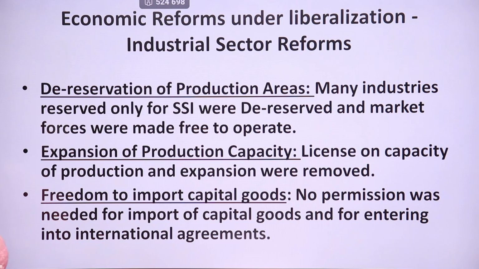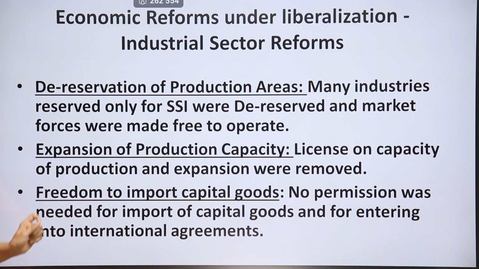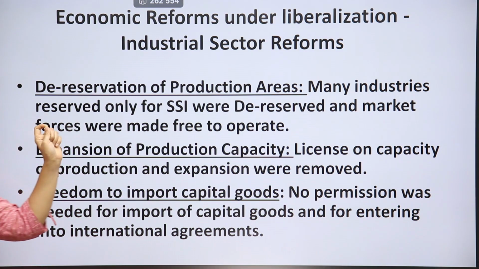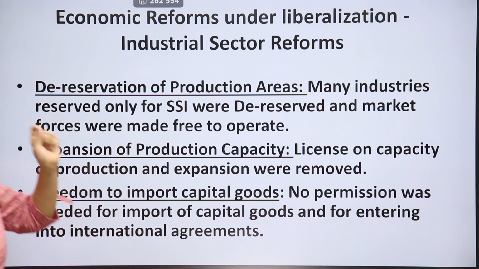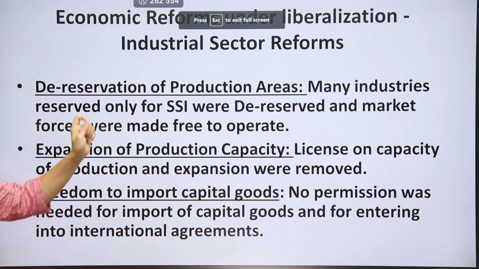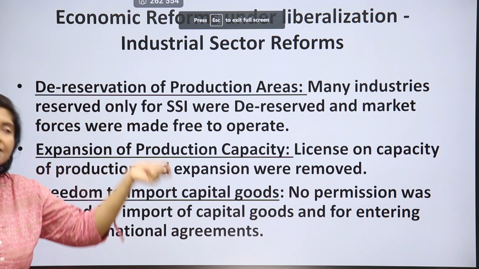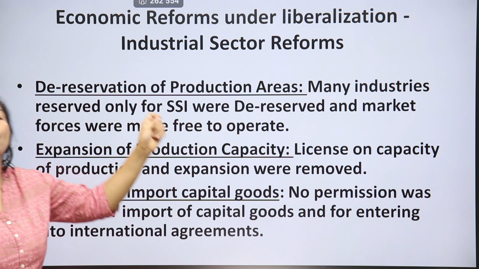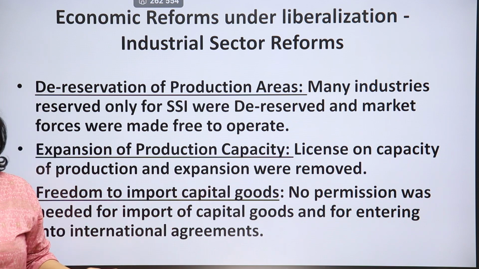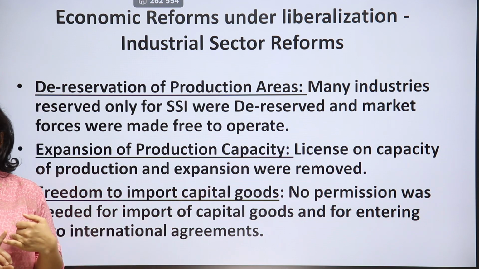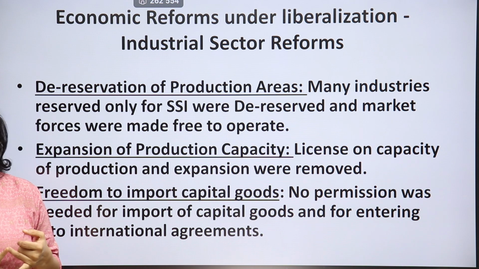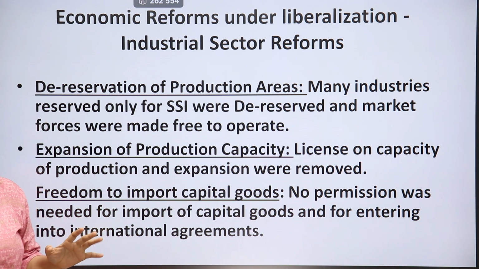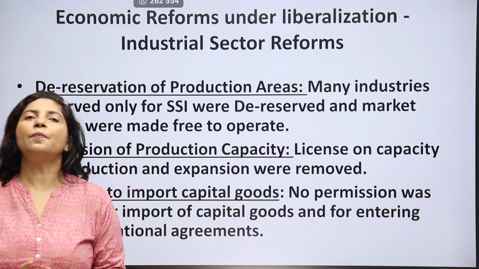Economic reforms under liberalization. There were policies pertaining to de-reservation of production areas. Many industries reserved only for SSI were de-reserved and market forces were made free to operate. How are market forces free to operate? See, there was no licensing now, there were no permits now, and there were no quotas. And market forces like demand, supply and prices could operate freely.